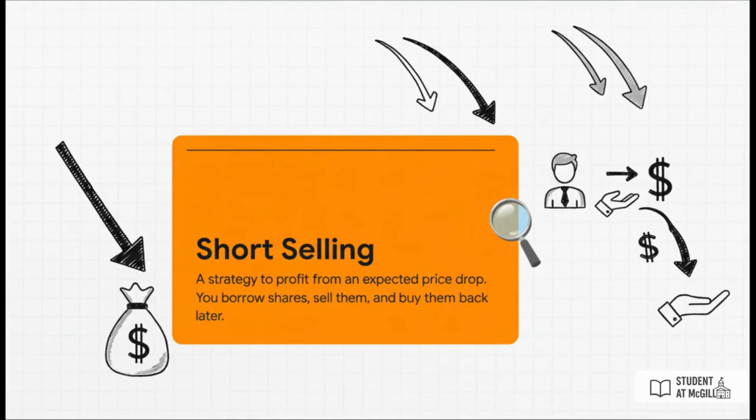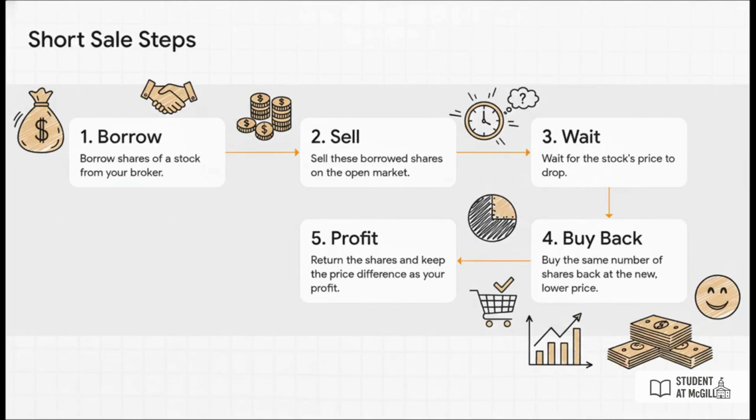Now for something totally different, short selling. This is how traders can actually make money when a stock's price goes down. Yeah, it kind of messes with your head, but you're basically selling something you don't even own yet, all in the hope you can buy it back for way less later on. So how in the world does this work? Let's just walk through it.